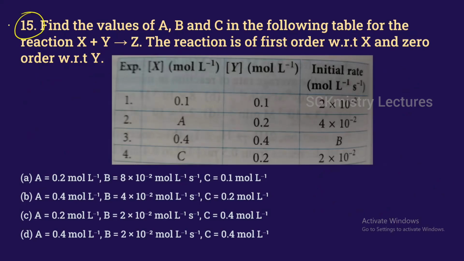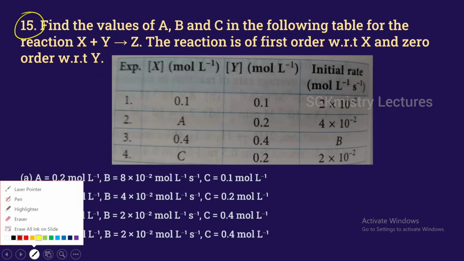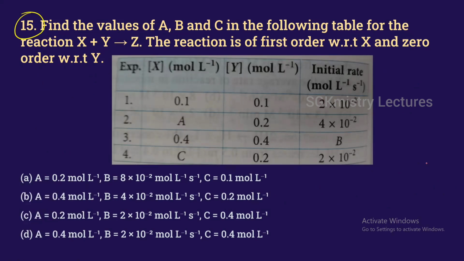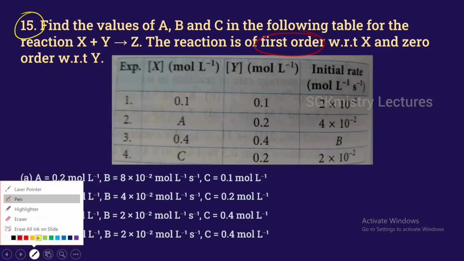Next, question number 15. Find the values of A, B and C in the following table for the reaction X plus Y gives Z. The reaction is of first order with respect to X and zero order with respect to Y. Okay. So first let us write the rate equation.